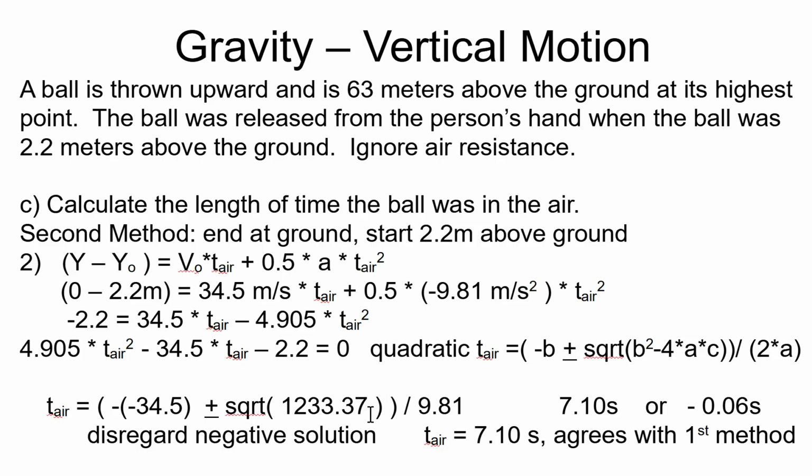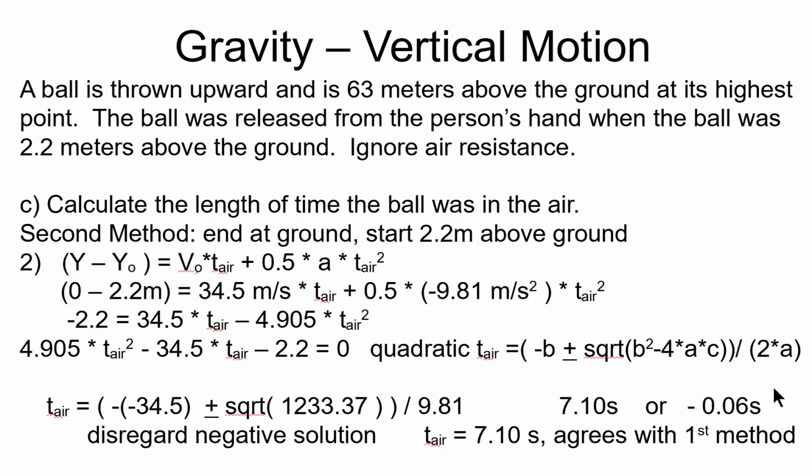And then again, pause the video, do the square root on your calculator, and you'll get a positive number. There are going to be two solutions. One time we take a plus, the result of the square root value. Another time we're going to do a negative. When I use the plus sign, this is also a plus. So we're going to have some positive quantity divided by 9.81. I came up with 7.1 seconds. If you use the negative sign here, so this is plus 34.5, and then a negative, the result of the square root of 1233.37, I came up with minus 0.06 seconds.